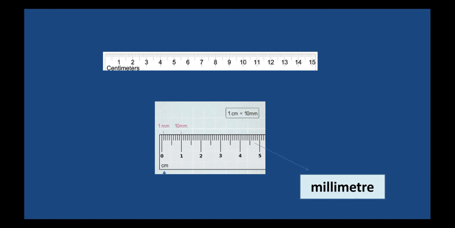Now next, if you see over here, the longer lines represent centimeter. What about these small lines? These shorter lines, they represent millimeter. Alright, so the longer lines in the centimeter scale represent centimeter. However, the shorter lines, they represent millimeter.